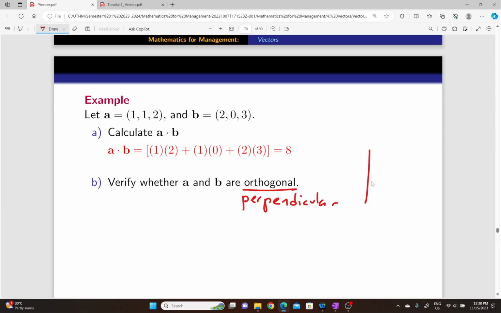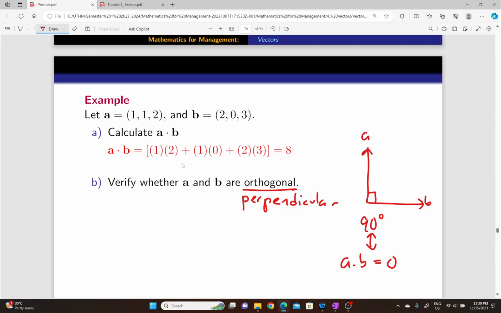Perpendicular means when the angle between two vectors is 90 degrees. Whenever the angle between two vectors is 90 degrees, that means A dot B is equal to 0, or the other way around. Whenever you get A dot B, the dot product, as 0, then the angle between the two vectors is 90 degrees, perpendicular. That is called orthogonal.